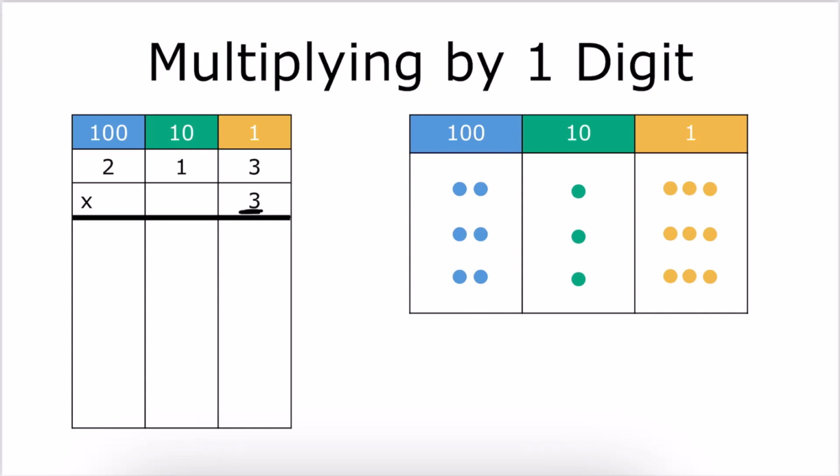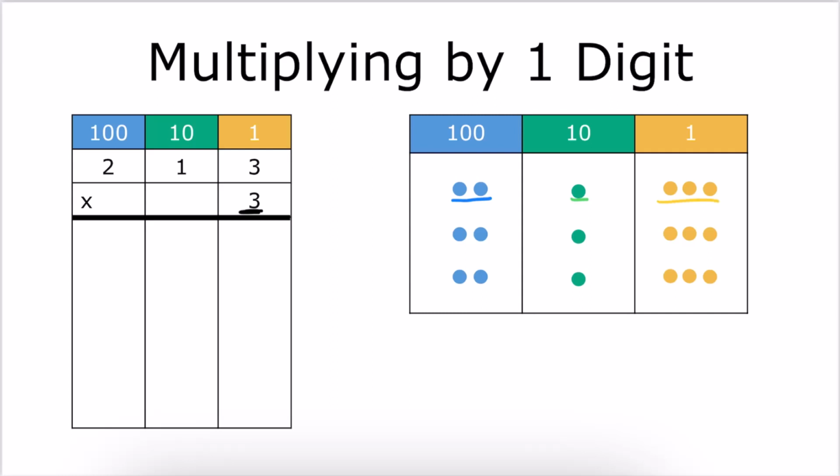To model this, I would first start off by showing my number 213. And I'm going to use a chip abacus for this, but obviously you could also use base 10 blocks as well. So to model 213, I'm going to have 2 chips in my hundreds column, 1 chip in my tens column, and 3 chips in my ones column.